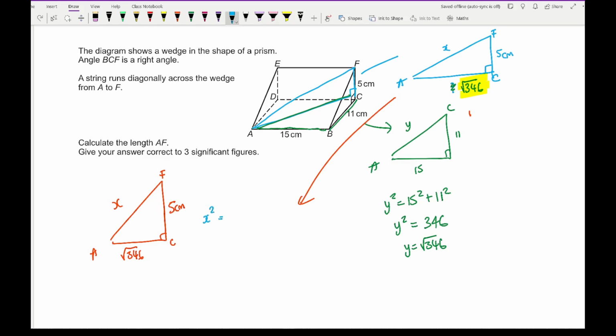So looking at Pythagoras, I've got 5 squared plus the square root of 346 squared. And again, the square root cancels with the square.